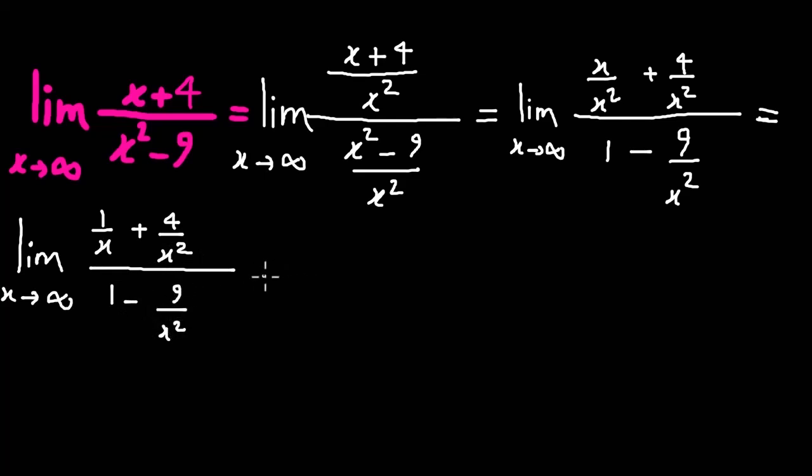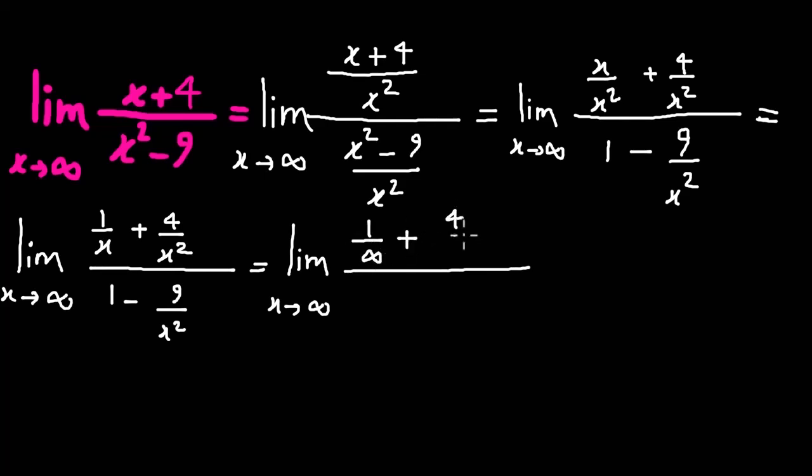And in step 2, we need to substitute infinity into the expression. So we have the limit of 1 over infinity plus 4 over infinity squared, over 1 minus 9 over infinity squared.